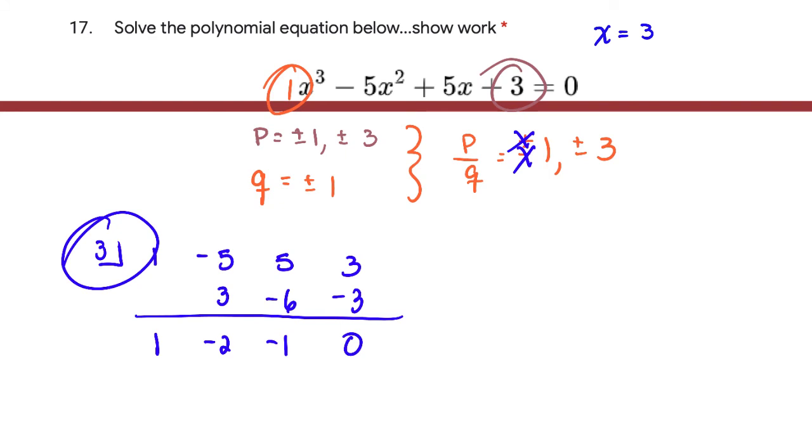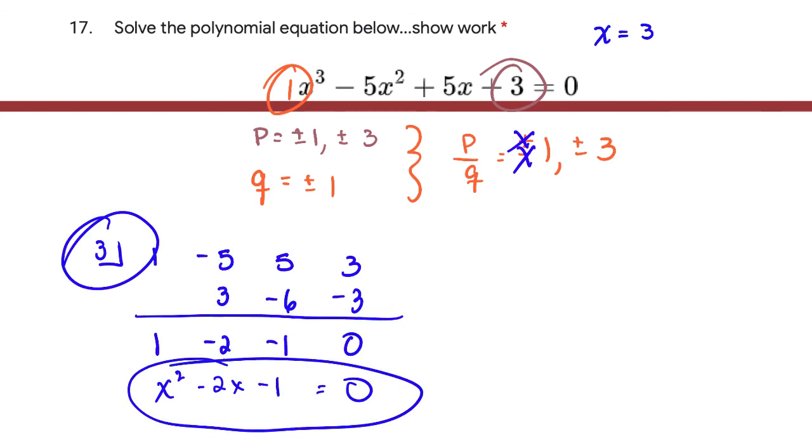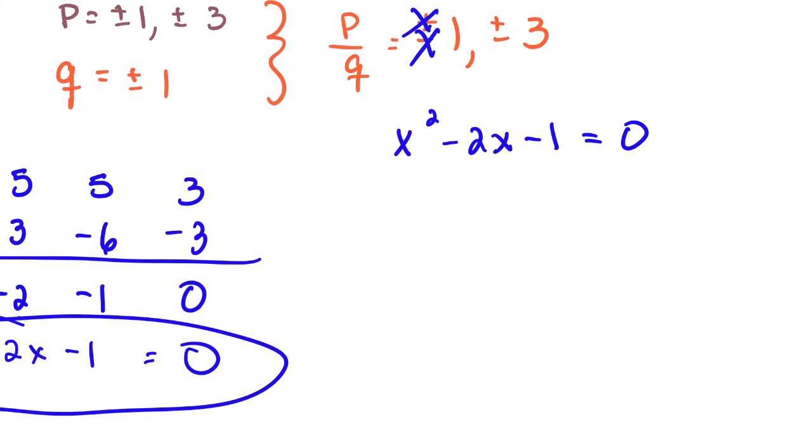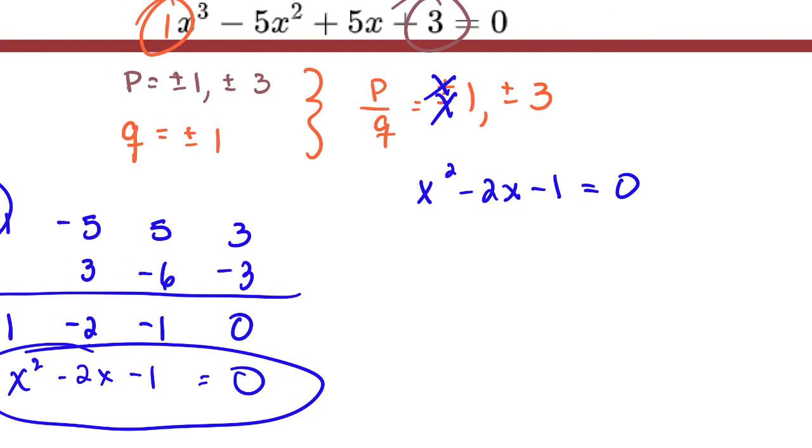And because I used synthetic division to test it, I have reduced or depressed my equation to 1x squared minus 2x minus 1. And I just have to solve this. X squared minus 2x minus 1 equals 0. We just have to solve him. I could try to factor him. He's not going to factor. And so I'm just going to use the quadratic formula on him.